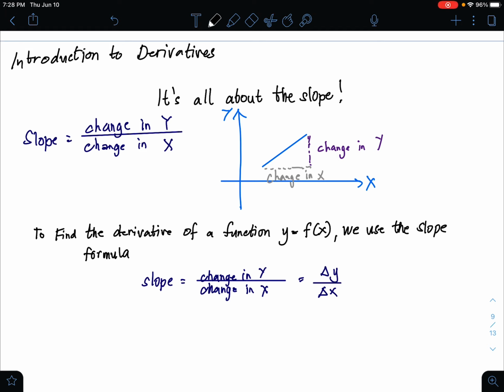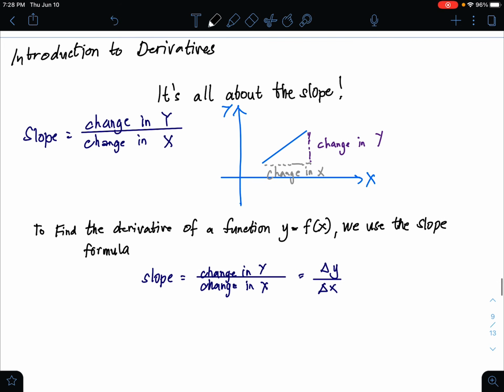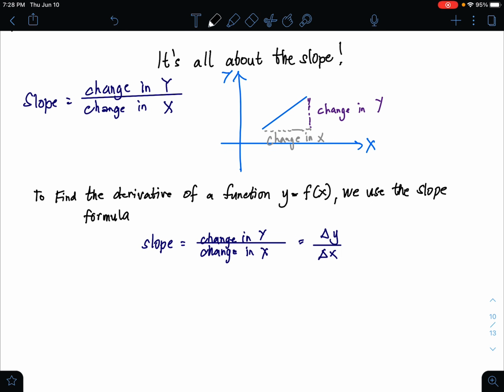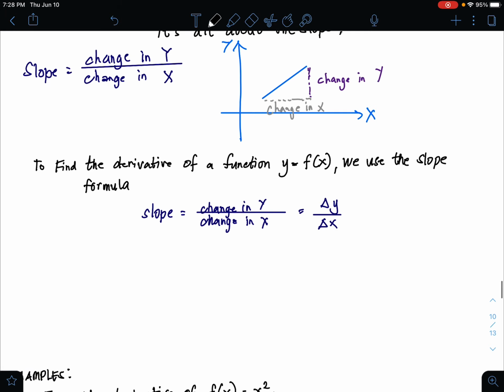Okay, so derivative is all about the slope, no? So remember that the slope is just equal to the change in y over the change in x. So as you can see here in the graph, this is the change in y, the violet, and the change in x is the gray. So to find the derivative of a function, y is equal to f of x, we use the slope formula. So slope is just equivalent to the change in y over the change in x.